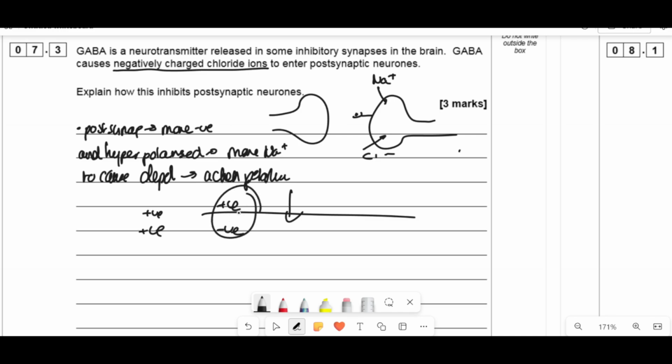Hyperpolarizing means you're making this pole, positive and negative, wider. So the inside's even more negative, and the difference between the two is higher. It's just something that I've realized that a lot of people really don't get for some reason. I don't know why it's not made clear when teaching it, but here it is.